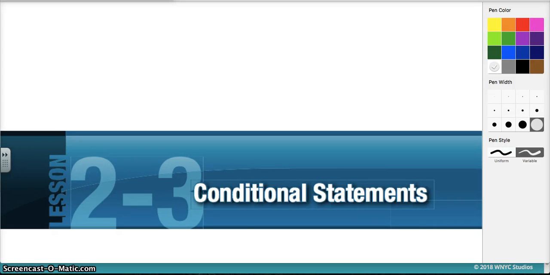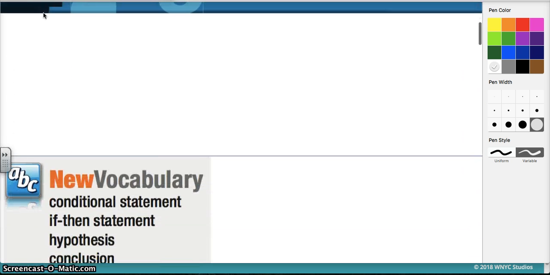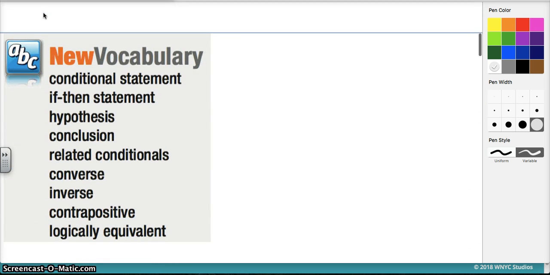Hey, geometry, here we are in chapter 2. We're looking at conditional statements and we're going to work on some vocabulary here. Our vocabulary has some really meaty things, so I do want you to pay attention. Don't just rush past this section.